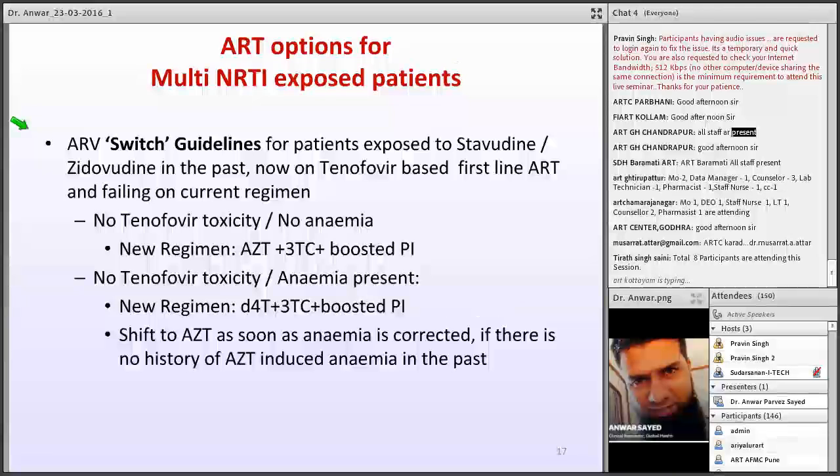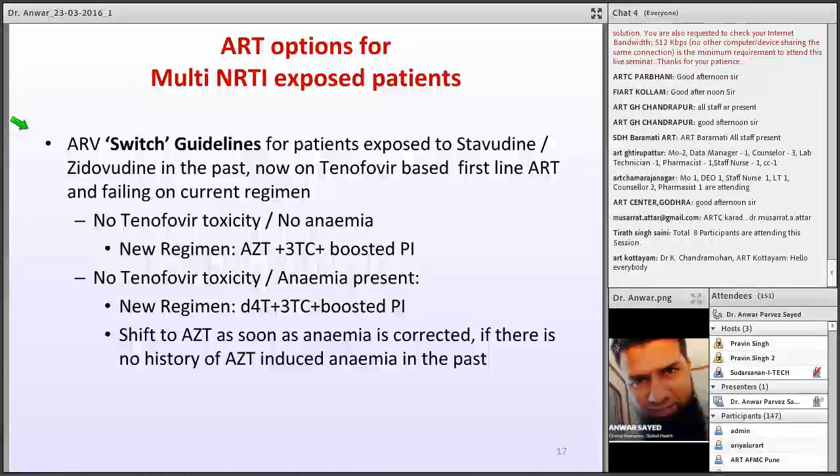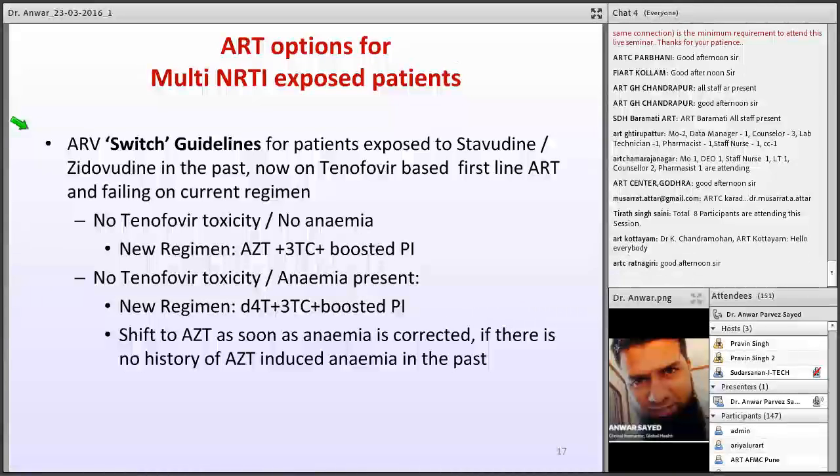So in ART options for multi-NRTI exposed patients, the Swiss guidelines for patients exposed to stavudine and zidovudine in the past, now on tenofovir based first line ART and failing on the current regimen, say that if there is no toxicity to tenofovir and no anemia, then zidovudine, lamivudine and boosted PI is given. Now, to understand this, the background which we discussed in the previous slides on the mutations, which mutations are important to be maintained and how these help to make our regimen more active, will help.